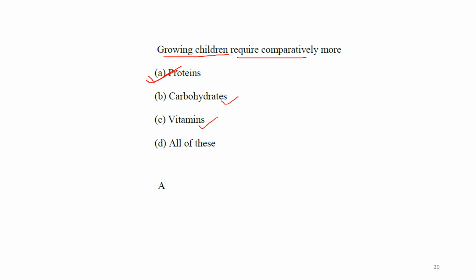These all are actually required, but they're asking about more. Okay, if they're asking what are required, then we have to go with all of these. But here they're asking about more out of these. So it is actually protein which is required more for growing children. Okay, so that's why the answer is A.